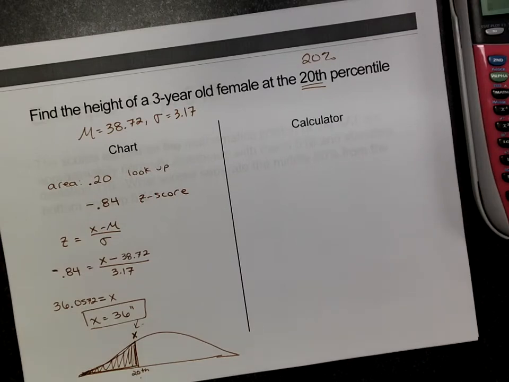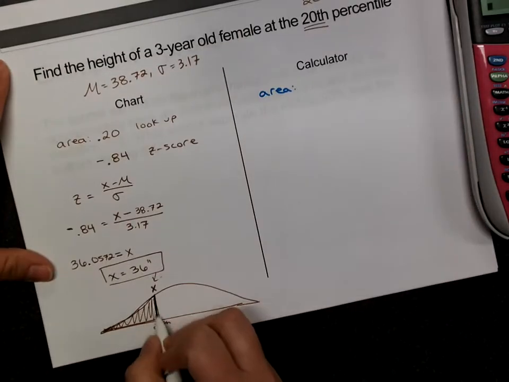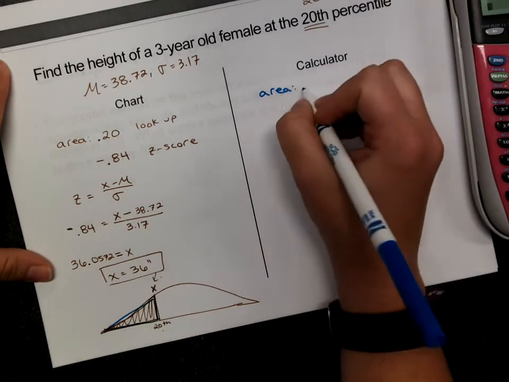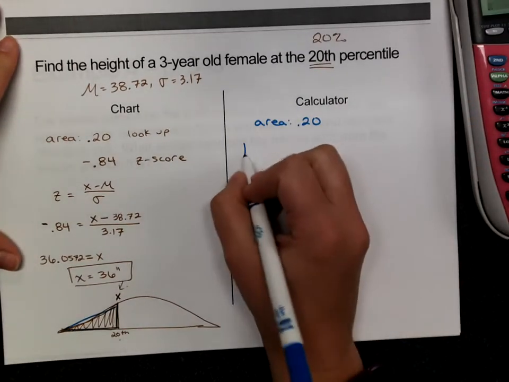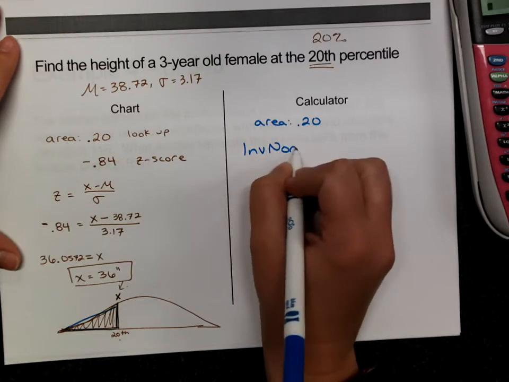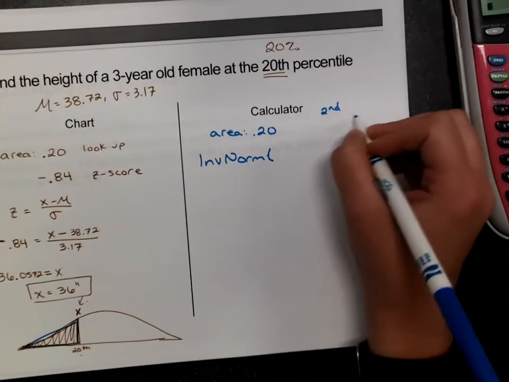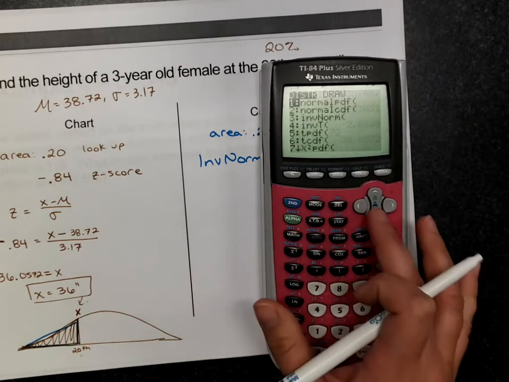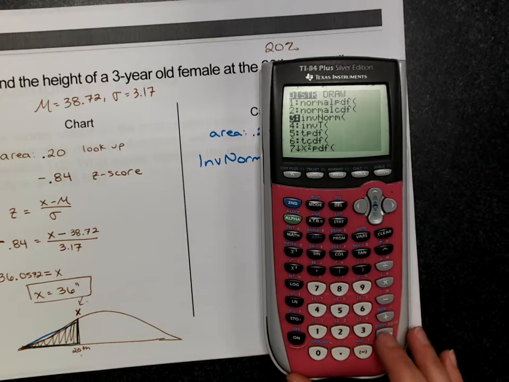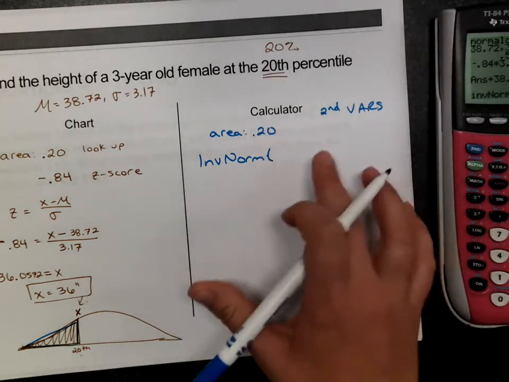In the calculator, again, we need to know that the area we're referring to, area to the left, is 0.20. And so we're going to do inverse normal, which is also under second vars. Should be the third option if I'm not mistaken. Second vars, inverse normal. The newer calculators will prompt you for the area, the mean, and the standard deviation.